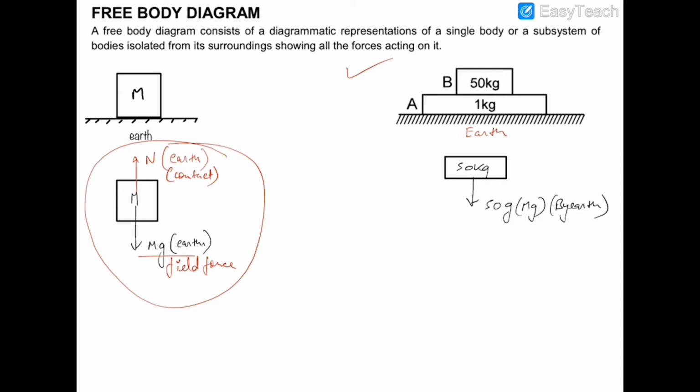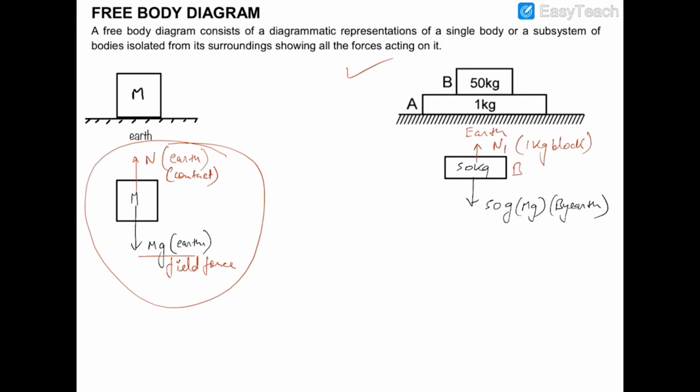This block is still in a state of rest, and it is also due to the fact that this 50 kg block is being applied a normal reaction N1 by that 1 kg block. So I'm writing that 1 kg block in the bracket, which means that this normal reaction is being applied by that 1 kg block on the 50 kg block. So this is the free body diagram of that block B.